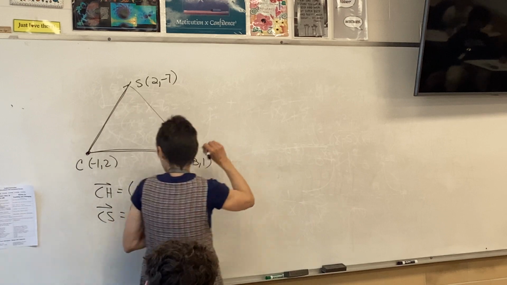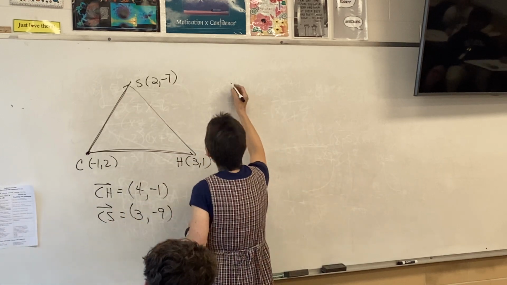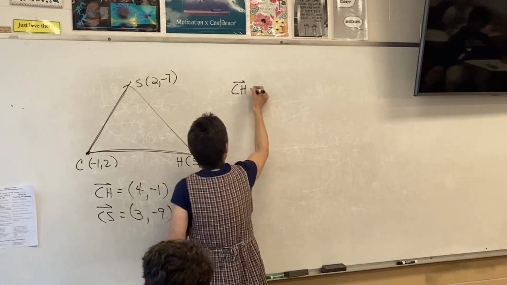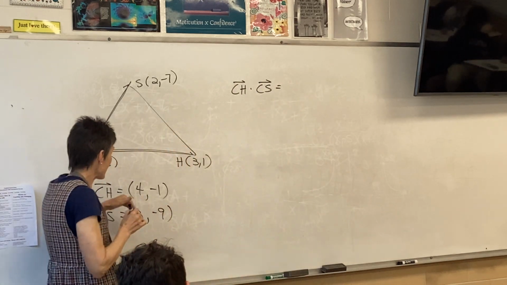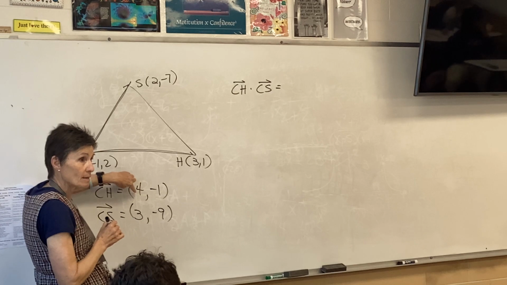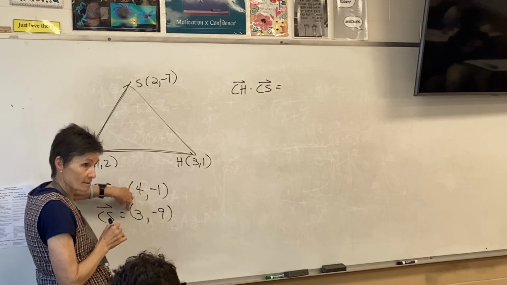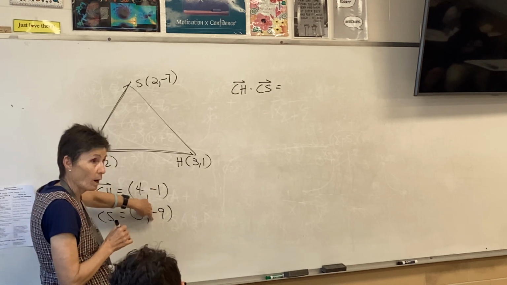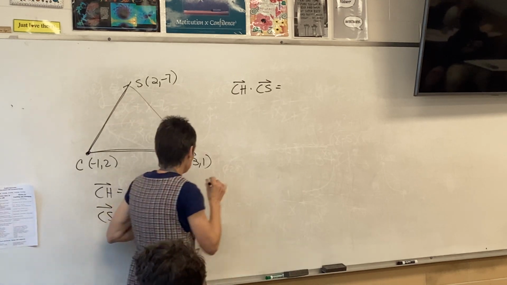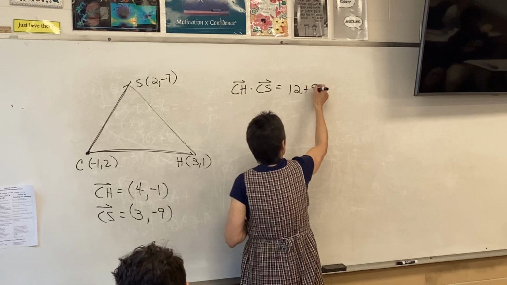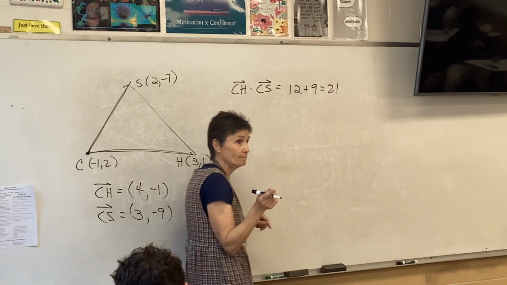Now, I know it tells me to use the dot product. I know that the dot product of these two vectors can be calculated by taking x times x, y times y, and adding them up. Remember that? So this would be 12 plus 9, which is 21. Agreed?